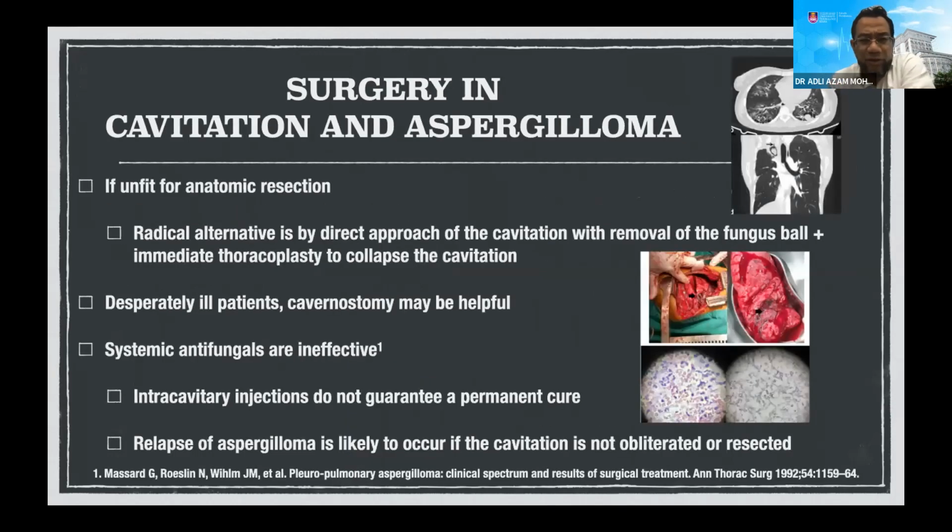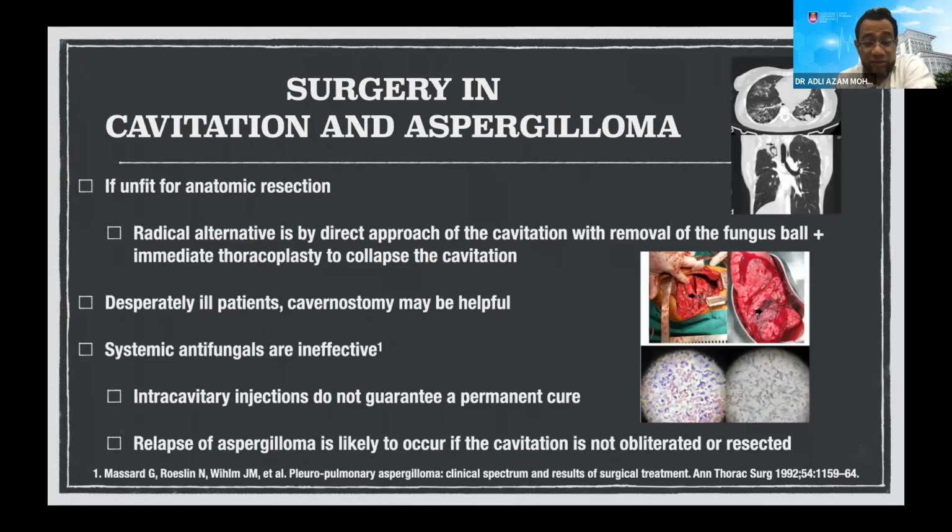Any option apart from surgery? If unfit for anatomic resection, a radical alternative is a direct approach to the cavitation with removal of the fungus ball and immediate thoracoplasty to collapse the cavitation. I will talk about the thoracoplasty later. In a desperately ill patient, cavernostomy may be helpful, which is just open up and drain.